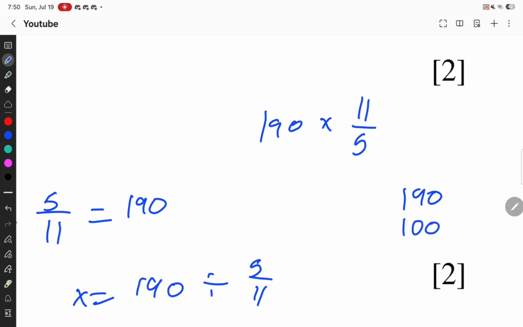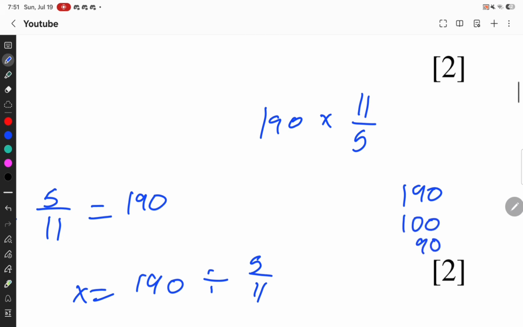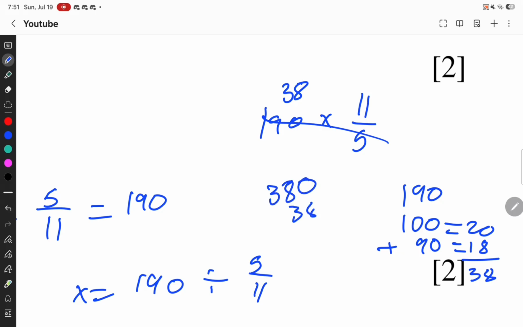This is 100 and this is 90. 100 over 5 is equal to 20. 90 over 5 is equal to 18. Add them up, I get 38. So this is 38. 38 times 11 is 380, plus 38.